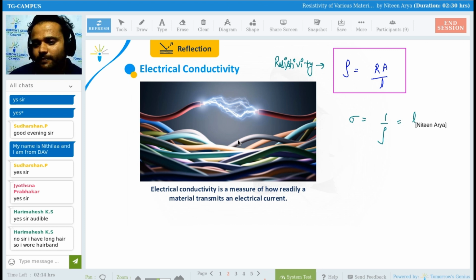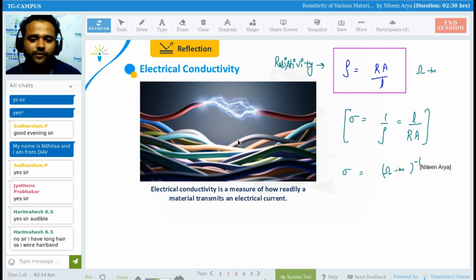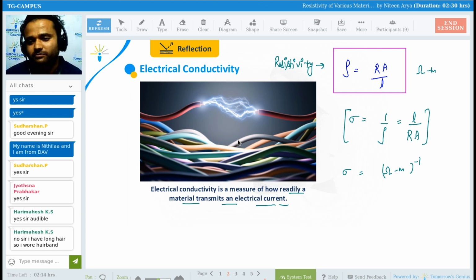So what is it going to be? L upon R A. If resistivity has unit ohm into centimeter or meter, then conductivity has unit ohm into meter inverse, and that is known as Siemens also. Electrical conductivity is a measure of how readily a material transmits an electric current. That is the definition you know from smaller classes, but this is where you're going to face problems or numerical stuff. Is this clear, everyone?